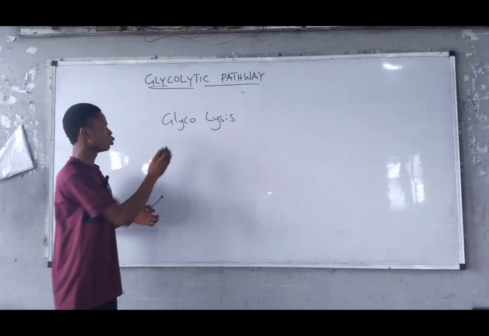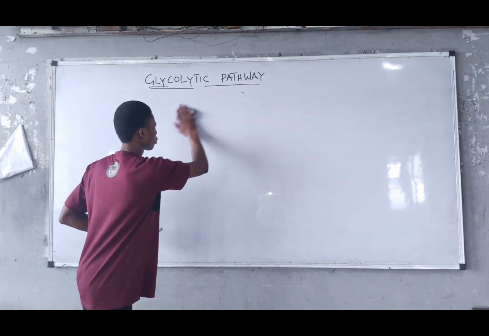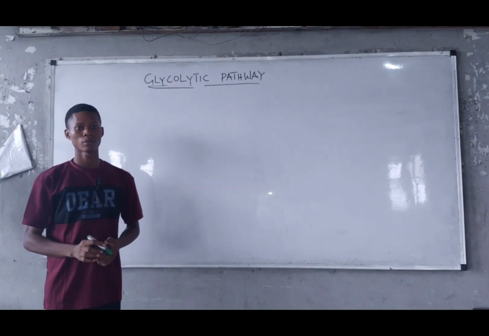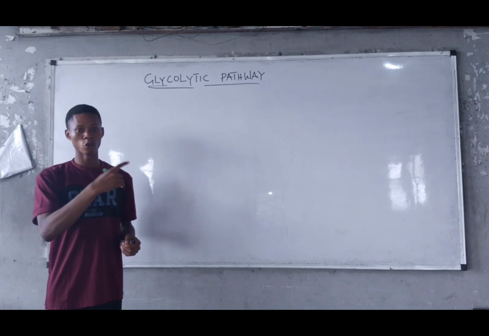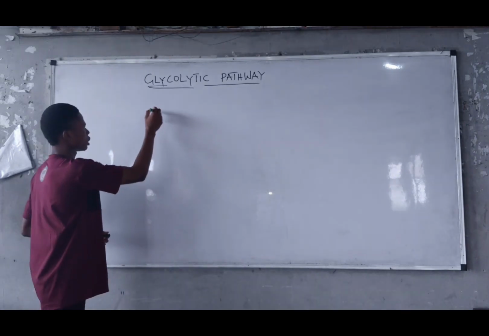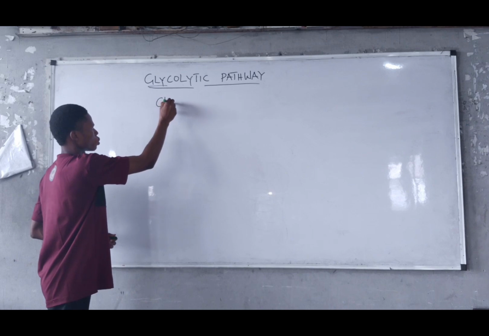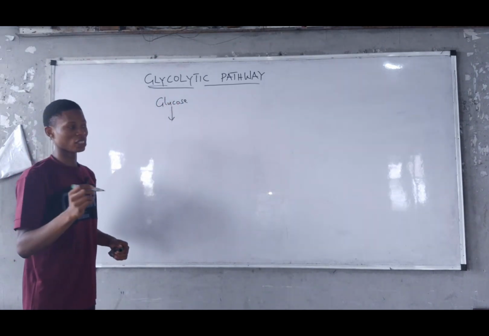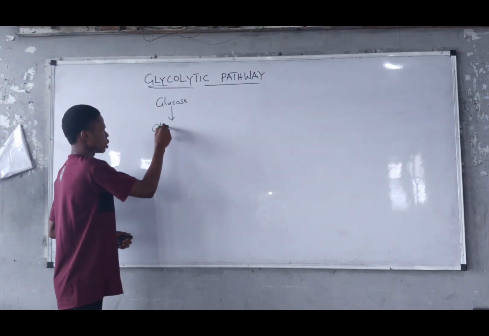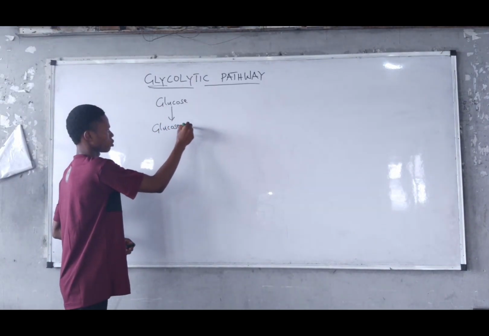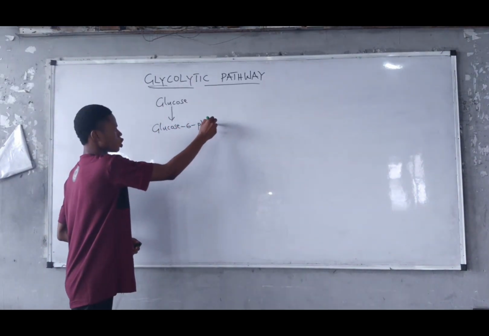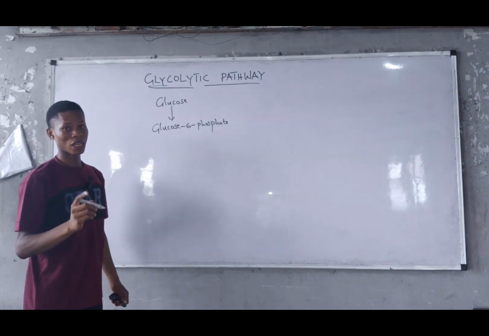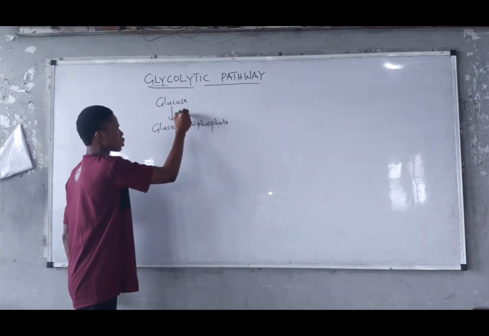Now, how do we break down glucose? Our glycolytic pathway takes place in the cytosol of the cell. And to break it down, we'll follow this pathway. First, this is what we are starting with: glucose. Glucose is first phosphorylated to glucose-6-phosphate, and the name of the enzyme catalyzing this reaction is called hexokinase.